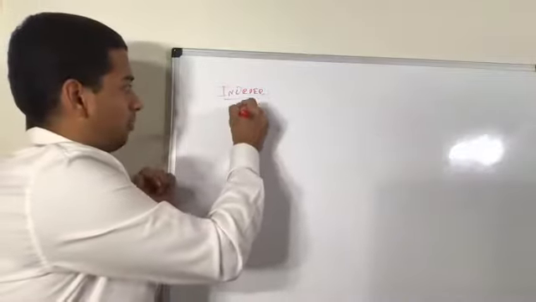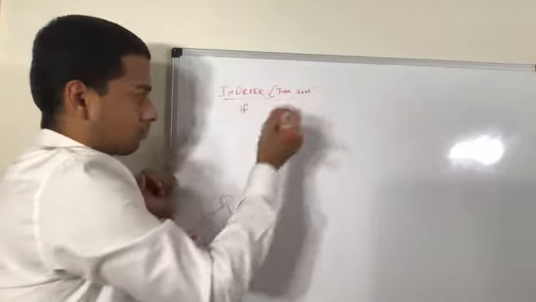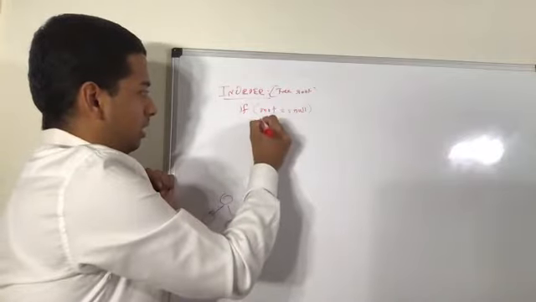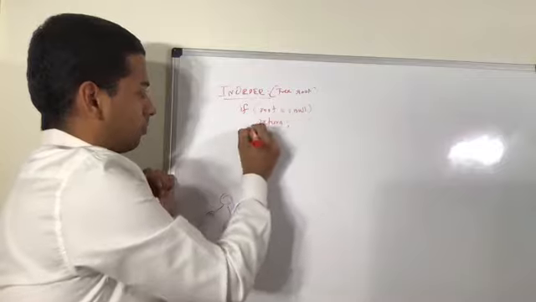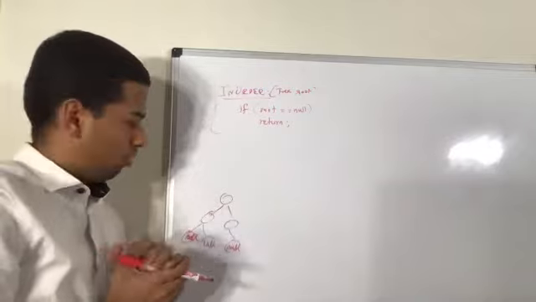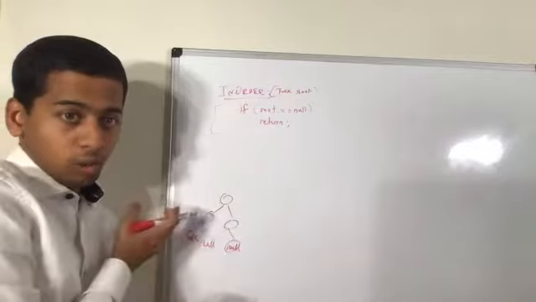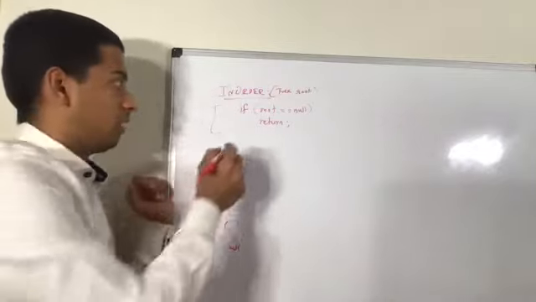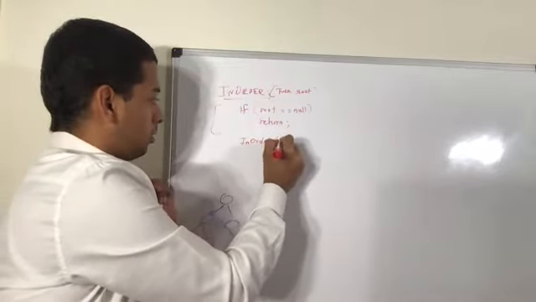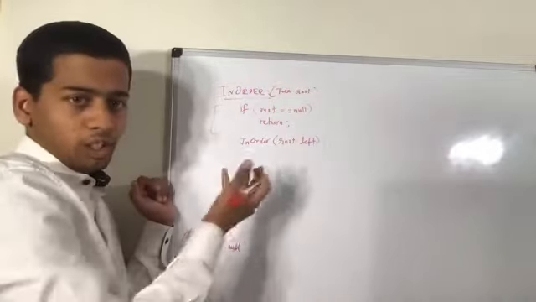So let me say that we have a tree and the tree has a root node. If the root equal to null, then simply return. So this is the base condition. Now what should I do? This is an in order traversal, so first I should call the left. So I'm going to call the in order for root dot left.